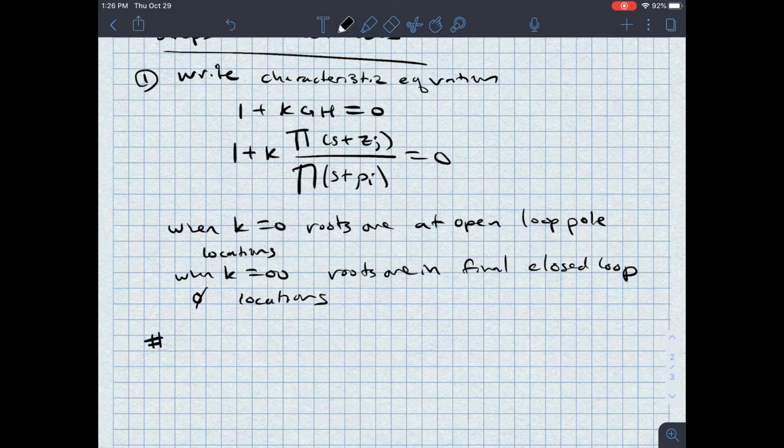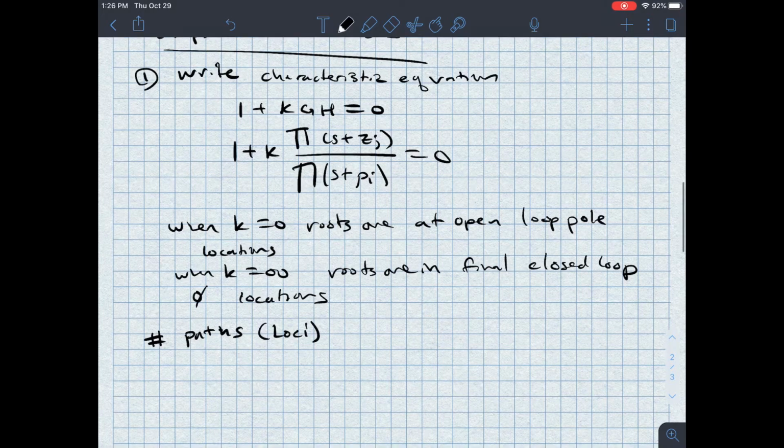The number of paths, which are called loci, not Loki, he was the bad guy in the first Avengers movie, but the number of loci is equal to the number of open loop poles.